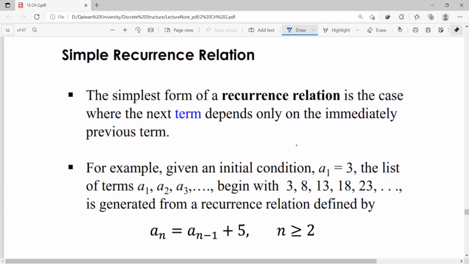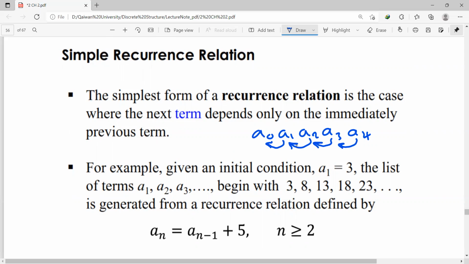For the simple recurrence relation, a simple recurrence relation is a recurrence relation in which every term depends on only the previous term, not the other terms, only the previous term. For example, if we have A0, A1, A2, A3, A4, here A1 depends on only A0. A2 depends on only A1. A3 depends on A2. A4 depends on A3.